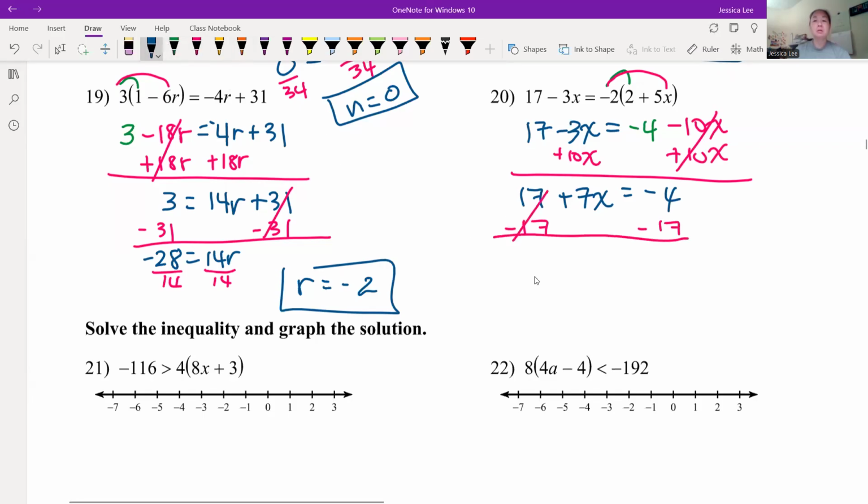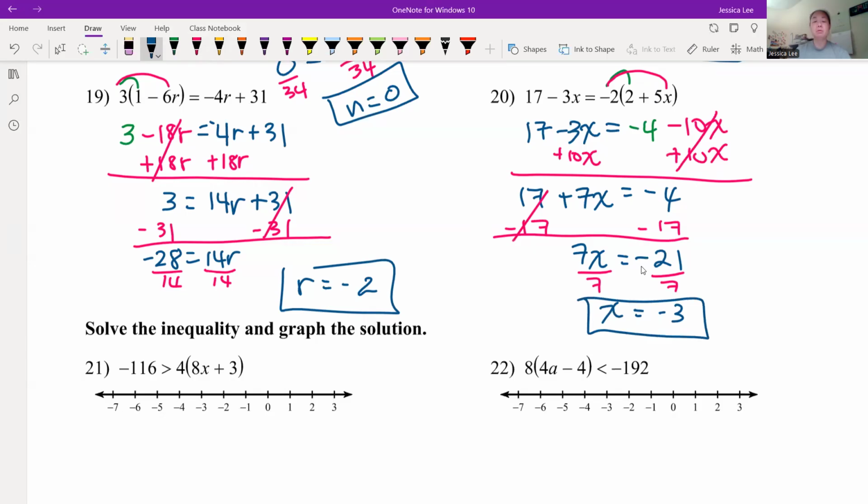And we get 7x is equal to negative 4 minus 17, which gives me negative 21. And now we're going to divide by 7. And we have x is equal to negative 3. Woohoo! Okay, we're done with equations now.